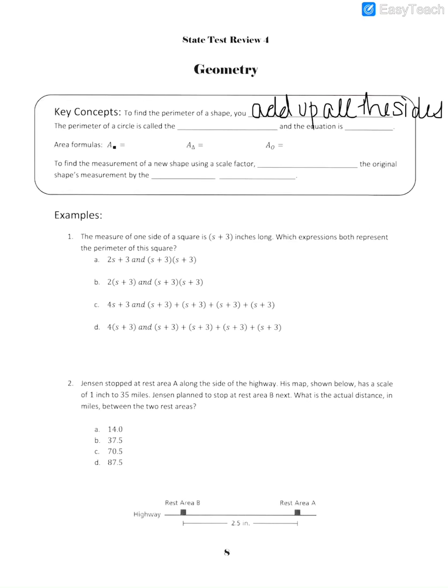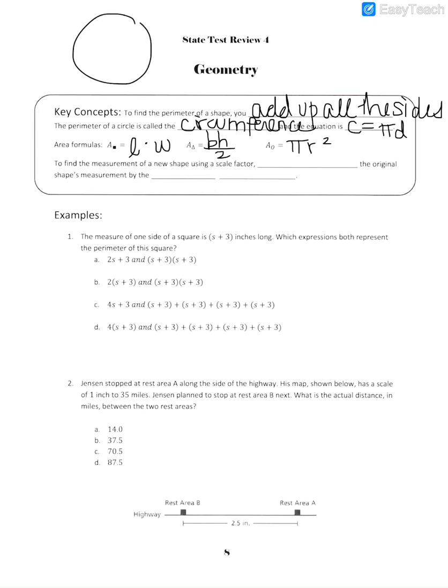The perimeter of a circle is called the circumference. And the equation is C equals pi d. Okay, our area formulas. A rectangle is length times width. Triangle is base times height divided by 2. Circle is pi r squared. Remember, for a circle, the radius is to the halfway point. The diameter is all the way across.